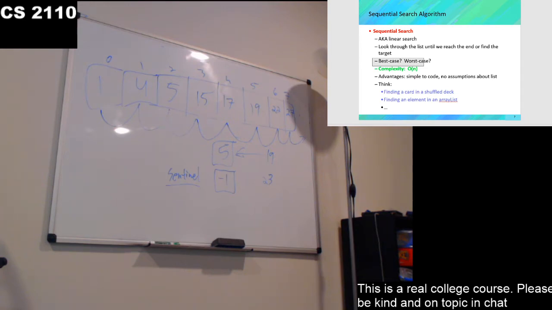What is the runtime complexity of linear search? It's O of n, exactly. It's linear. It's linear time. All right.